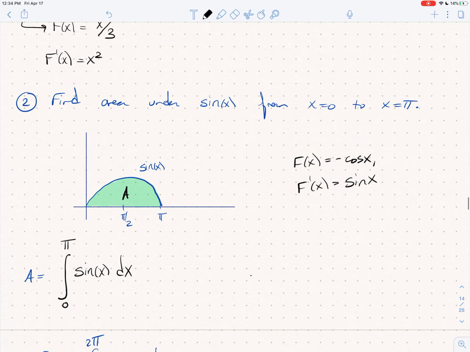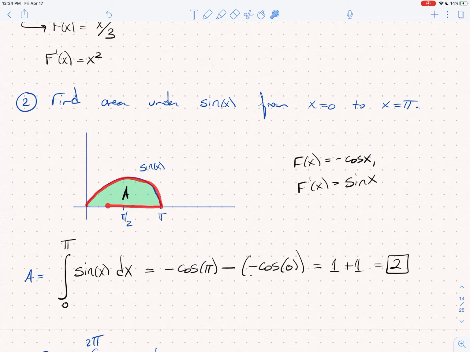And so minus cosine is an antiderivative, so this is equal to minus cosine plug in pi, subtract minus cosine plug in 0. Cosine of pi is minus 1, so I get a minus minus 1, which is 1. And then cosine of 0 is 1, so I get a 1 plus 1, which is 2. And so this little piece of area is exactly 2.